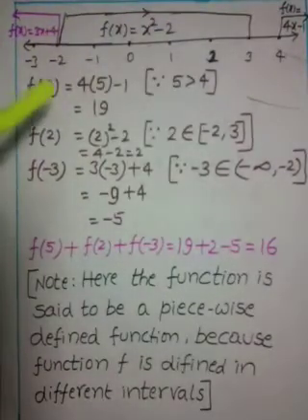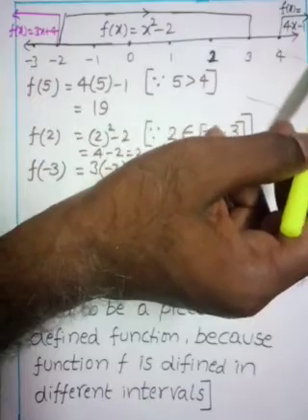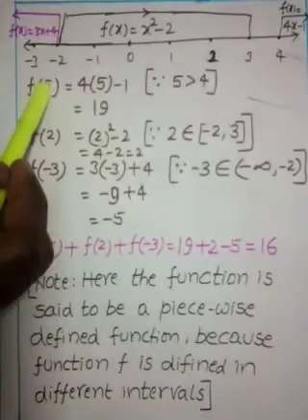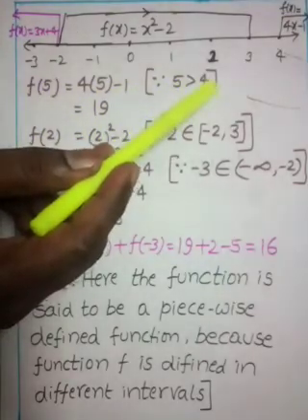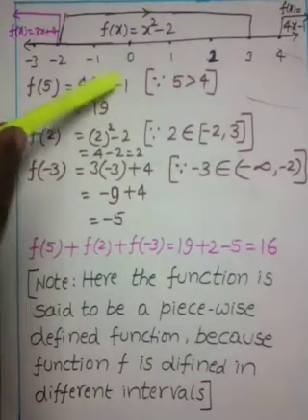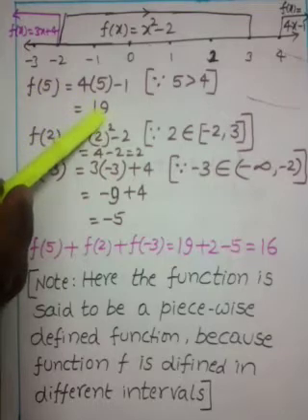Now come to f of 5. Where is the 5 value here? More than 4. So, we have to take this function only. In that function, we substitute x value. So, 4 into 5 minus 1 because 5 is greater than 4. Understood, my children? Right. By simplifying these two terms, we get 19. So, f of 5 value is 19.